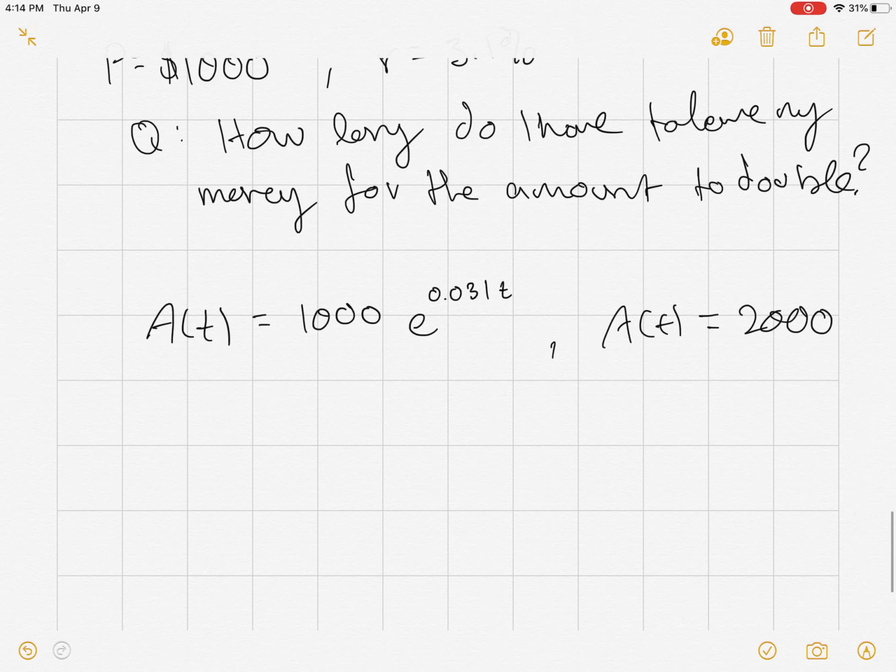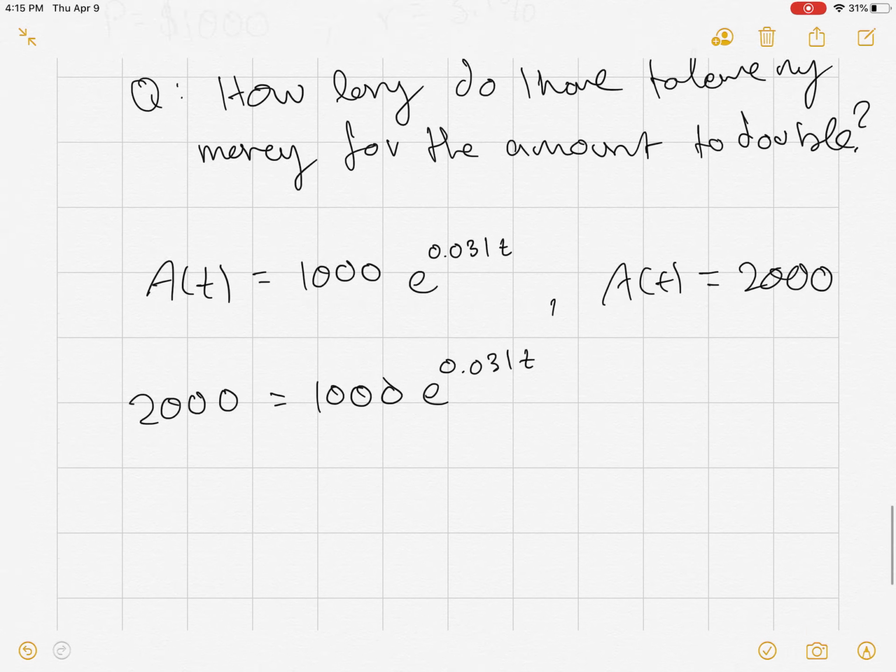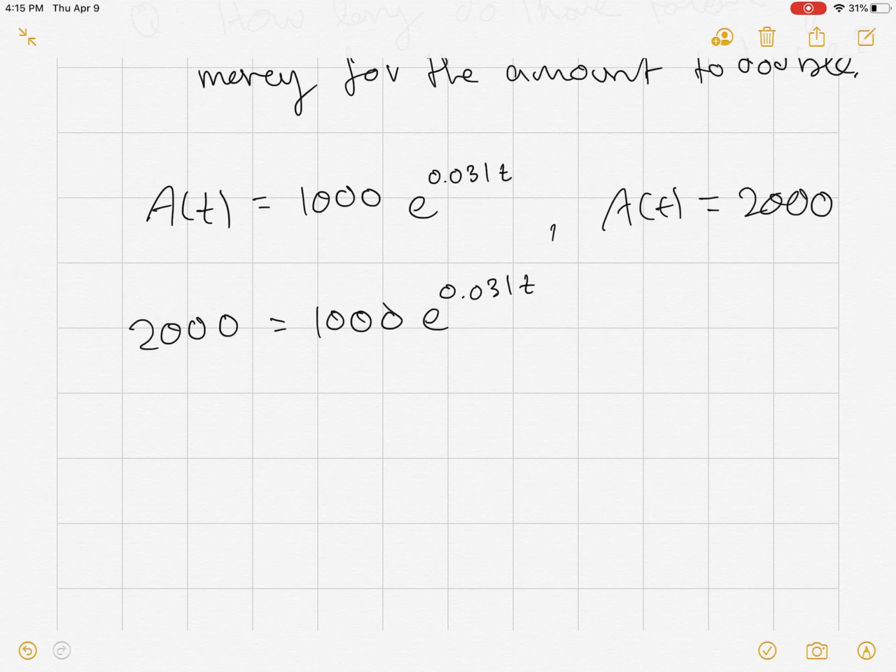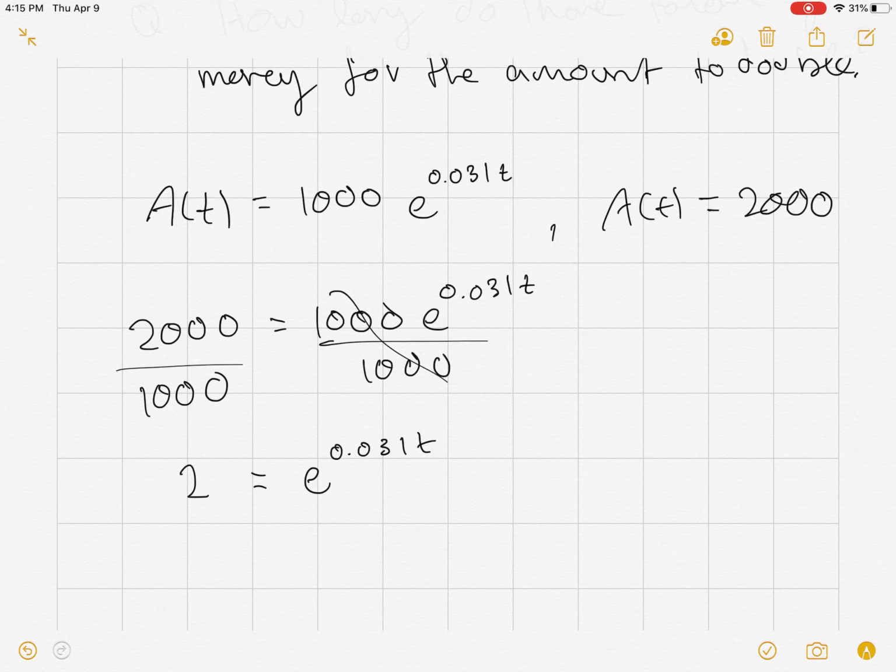So we're just going to create an equation by subbing that 2,000 for A of t. So 2,000 is equal to 1,000 times e to the power of 0.031 t, right? And then we're just going to solve this equation using the techniques that we've learned above. So if I divide both sides by 1,000, these are going to cancel out, and we'll be left with 2 is equal to e to the 0.031 t.